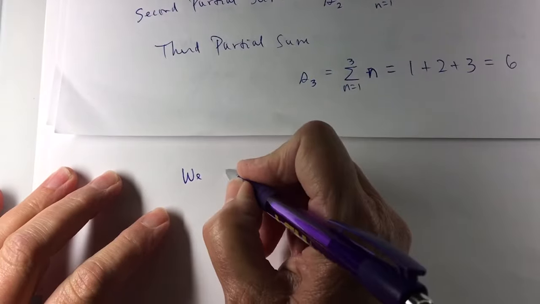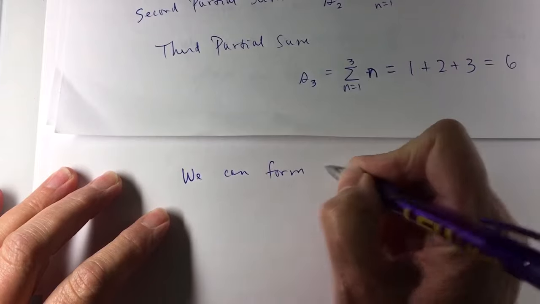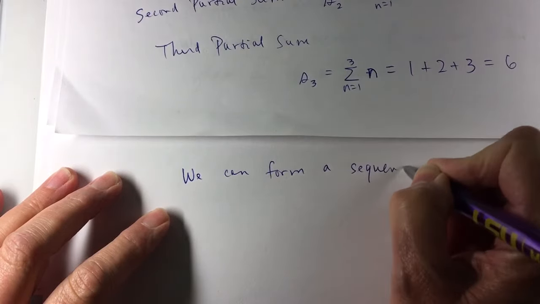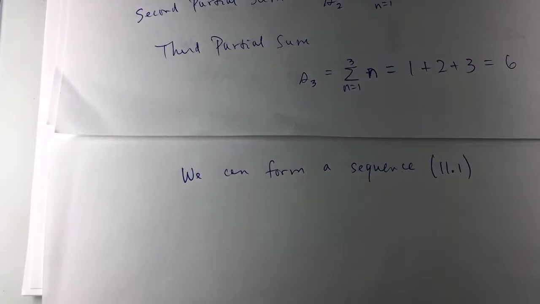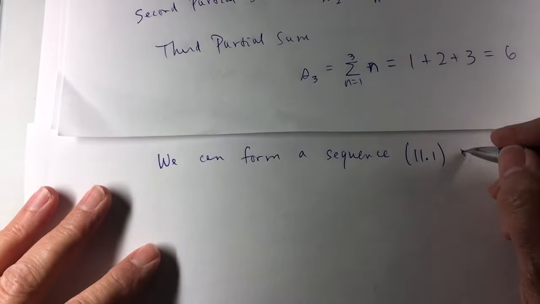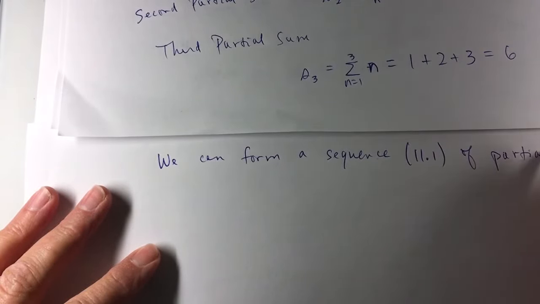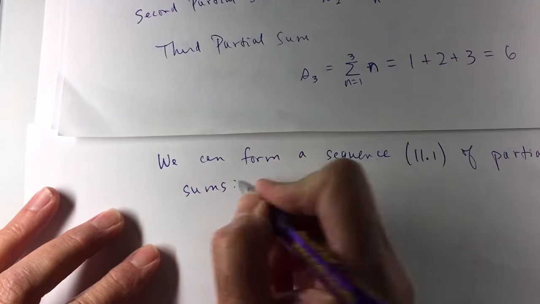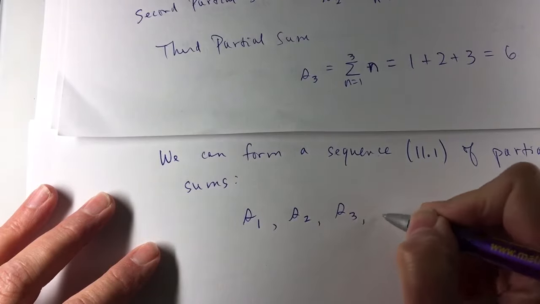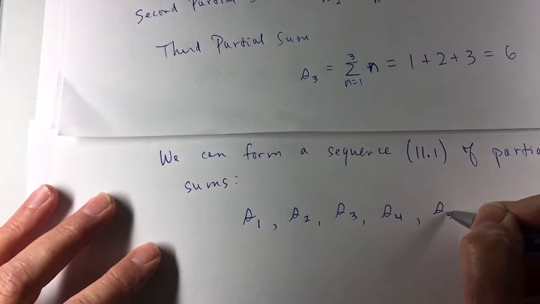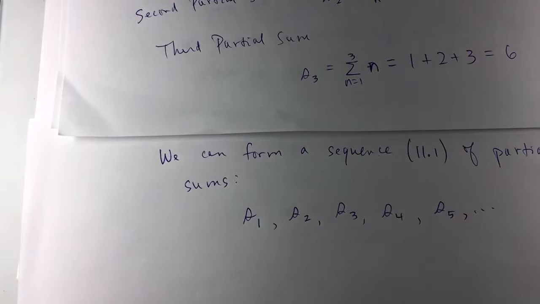So I'm going to say this. We can form a sequence. Now sequence, that's 11.1. We're going to form a sequence of partial sums. So I would do S sub 1, S sub 2, S sub 3, S sub 4, S sub 5, and so on. And then I can look at whether or not that sequence of partial sums converges or diverges.